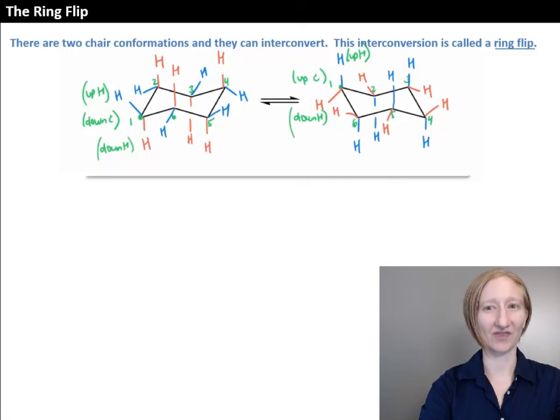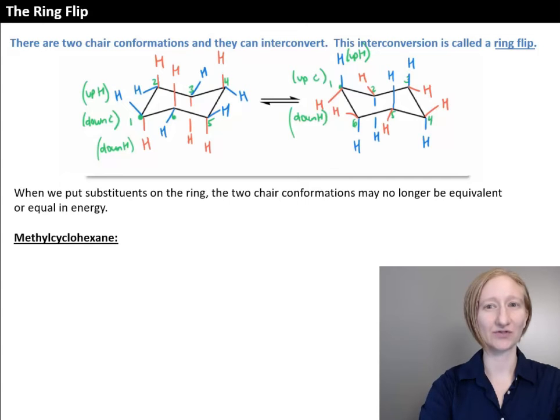For cyclohexane without any substituents on it, the two chair conformations have the same energy, the same stability. But when we put substituents on the ring, the two chair conformations may no longer be equal in energy. We'll see that here using methylcyclohexane. In the wedge dash drawing, I placed the methyl group up. So when I draw my chair conformation, I'll still place the methyl group up. In this chair conformation, that puts the methyl group in the axial position. Now if we do a ring flip and draw the other conformation of methylcyclohexane, the methyl group will be in the equatorial position.